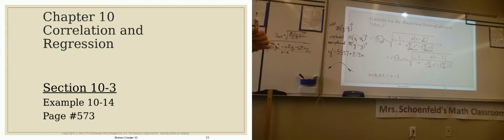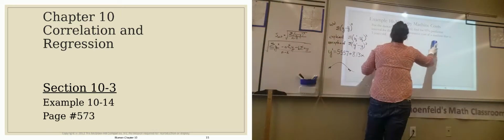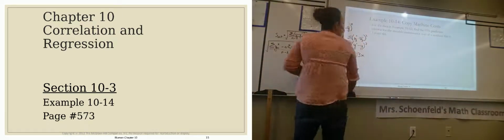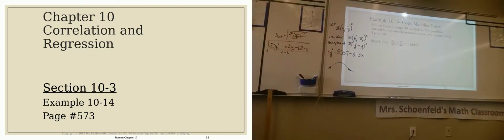So now, to use this stuff, I don't want to write it down. So I'm just going to keep it right here so that I don't have to write it down on the board too. Okay. Find the 95% prediction interval for the monthly maintenance cost of a machine that is 3 years old. Is this the same data still?